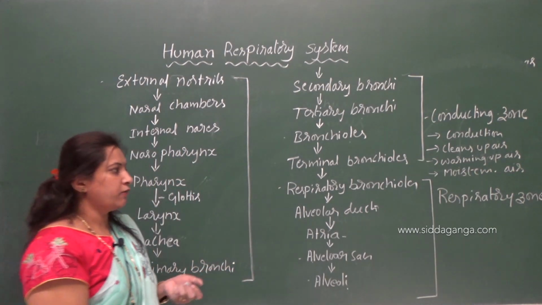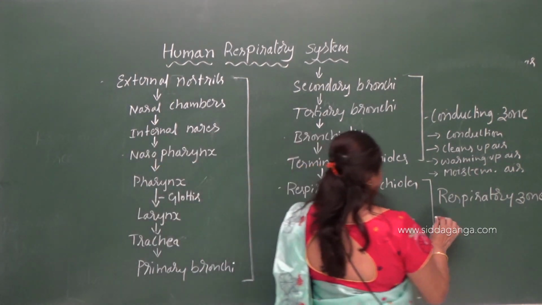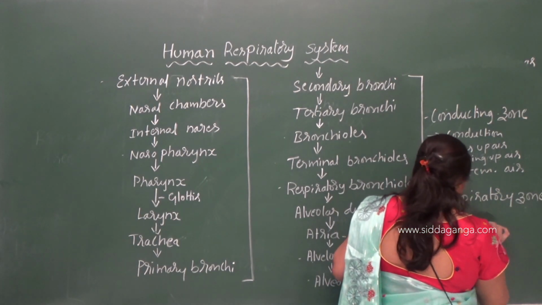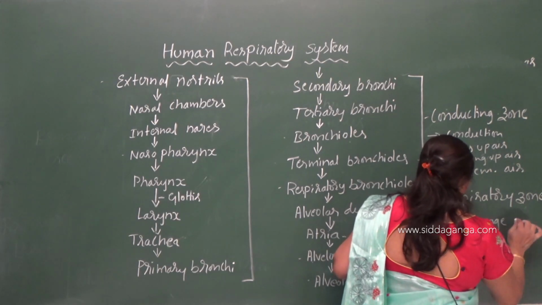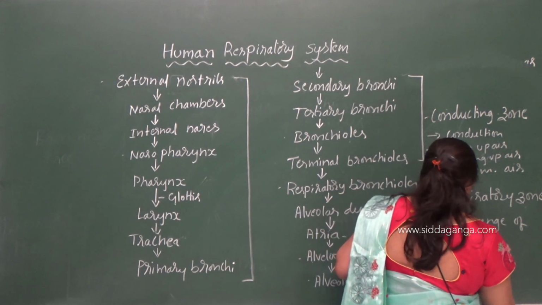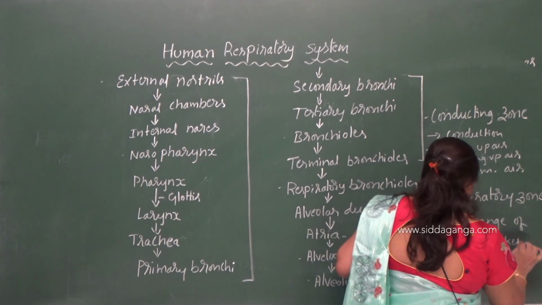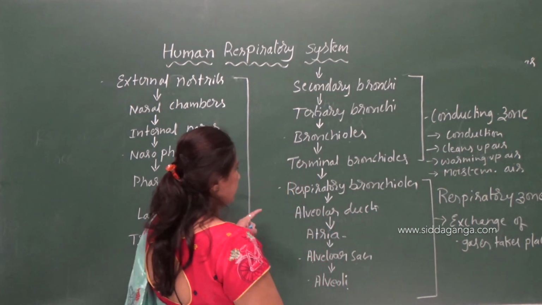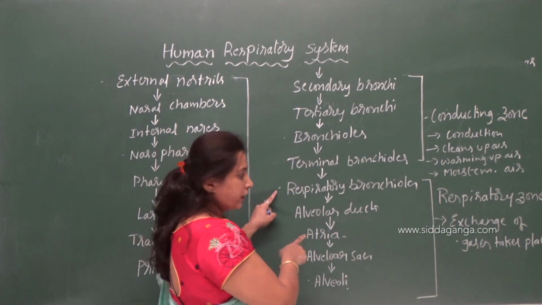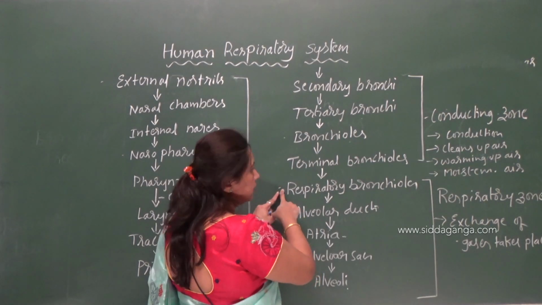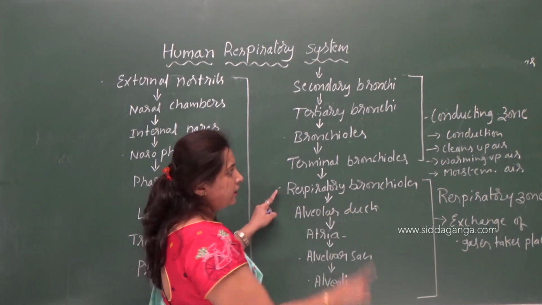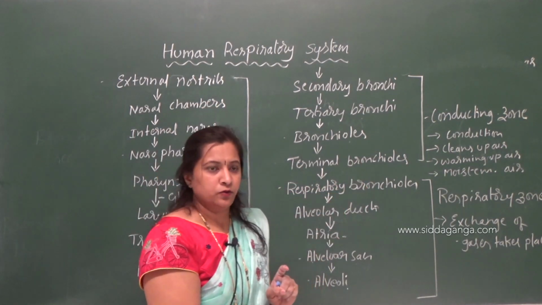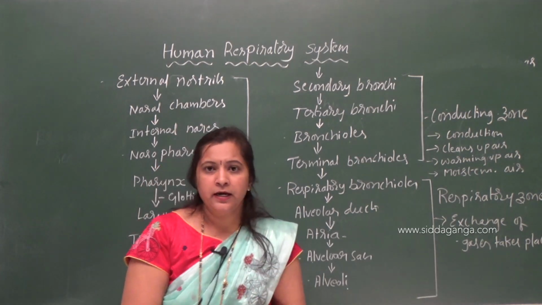Then what is the function of respiratory zone? It is the main region where the exchange of gases takes place. Okay. You have to remember the respiratory zone, this is for NEET, okay. The respiratory zone begins with respiratory bronchioles and the conducting zone is from external nostrils up to the terminal bronchioles, okay. So this is the respiratory tract.